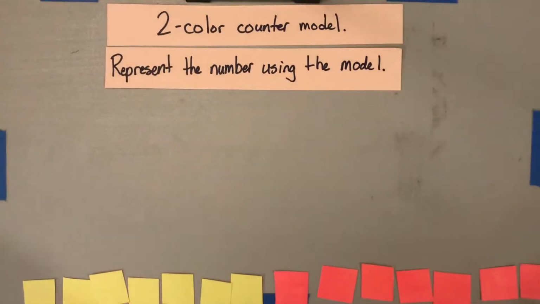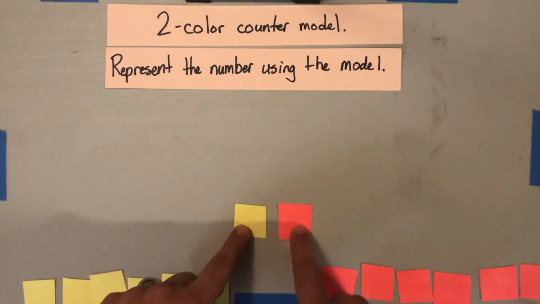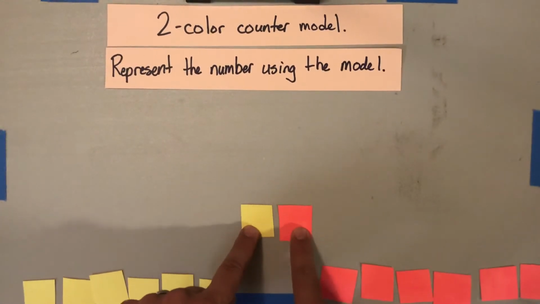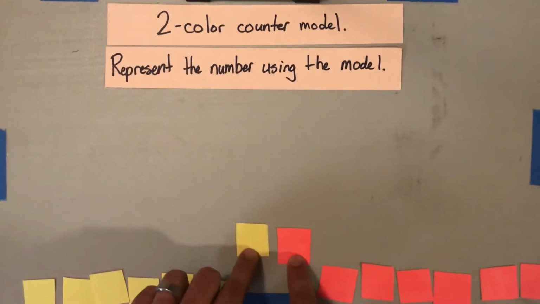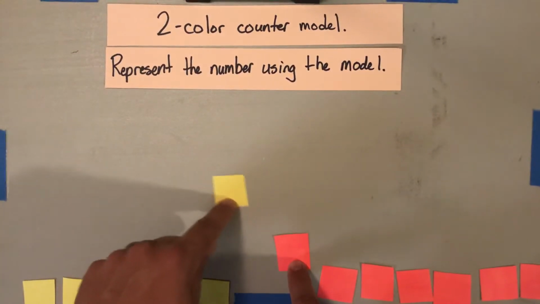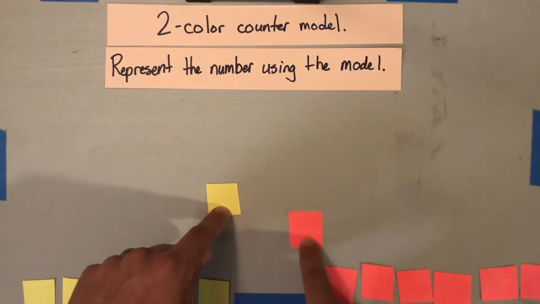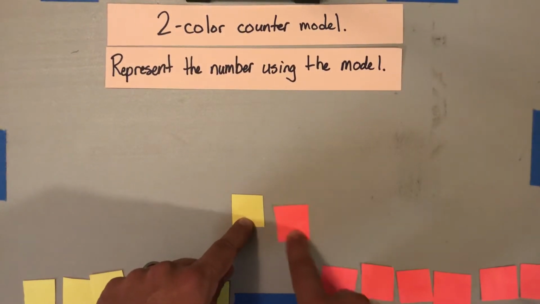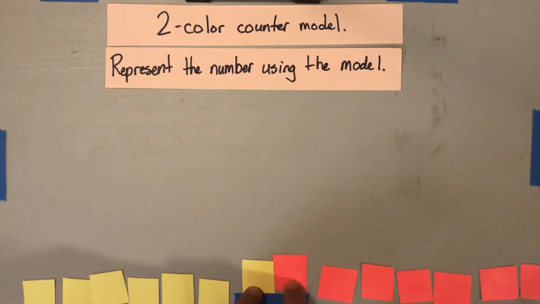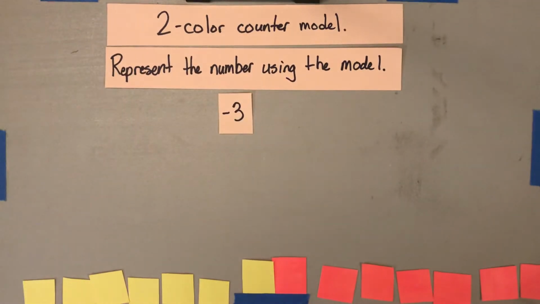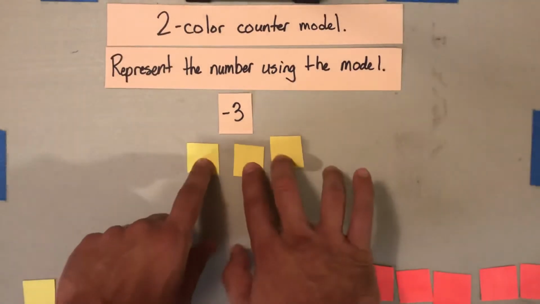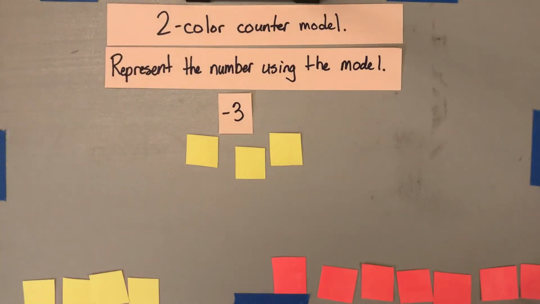All right, so we're going to dive right into using two color counters to represent negative numbers and positive numbers. Friendly reminder, these yellow counters will represent a negative number, and these red counters will represent a positive number. To begin with, we are going to represent the number -3 using a two-color counter model. It's pretty straightforward. There is the number -3.